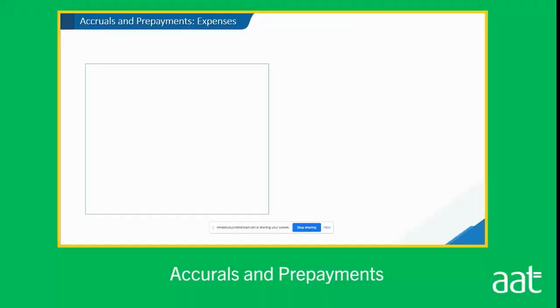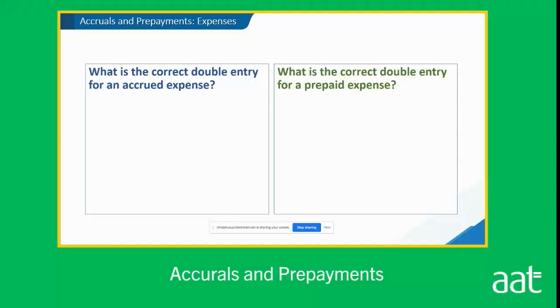So I would like to ask a couple of questions, if I may. And the first one is just to see what sort of level we're at. Do you believe the double entry would be for an accrued expense? And what do you believe the double entry would be for a prepaid expense? And if it makes it easier to provide some form of context, let's assume the expense in hand is rent. Please don't worry if you're unsure, this is what this session is about, but I will give you a moment just to collect your thoughts and send those across.